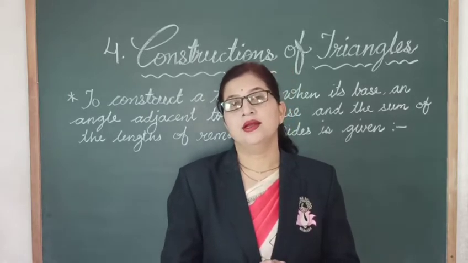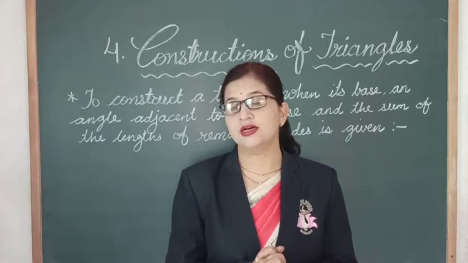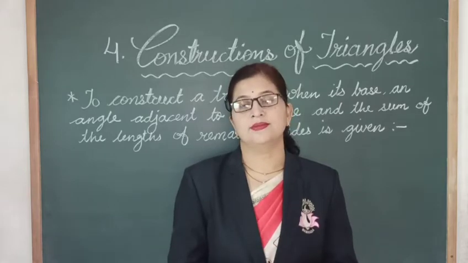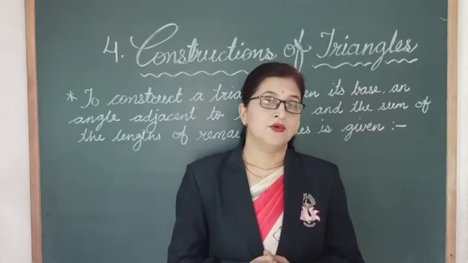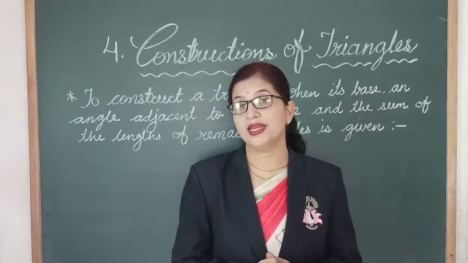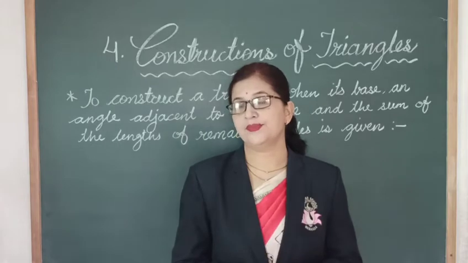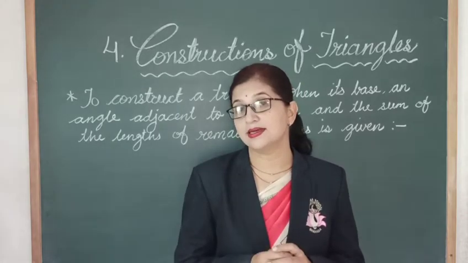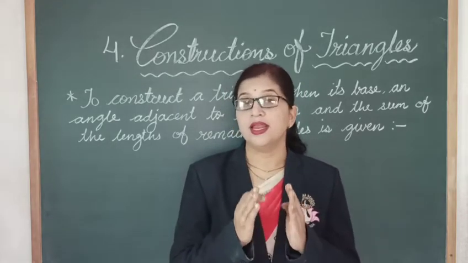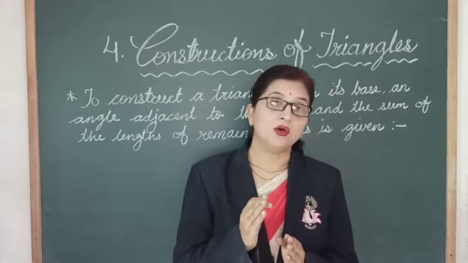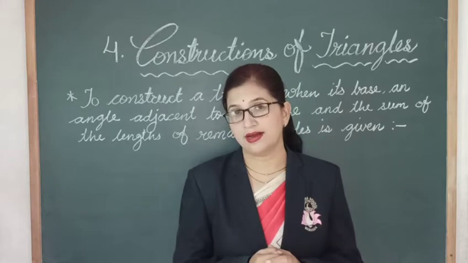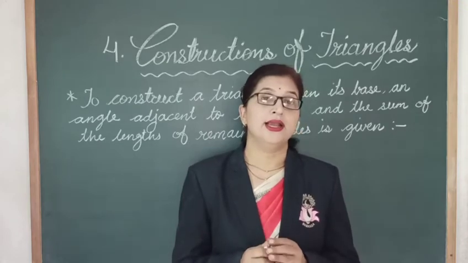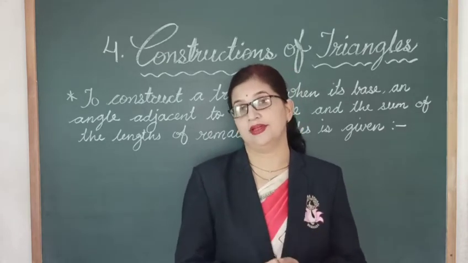Last month. Dear friends, in this video, we are going to learn the fourth chapter of Maths Second, that is Constructions of Triangles. Dear students, in the previous class, we learned how to construct triangles when all three sides are given, or when the base and adjacent angles are given, or when the two sides and included angle are given. As well, we learned how to construct a right angle triangle when its hypotenuse and one side are given.